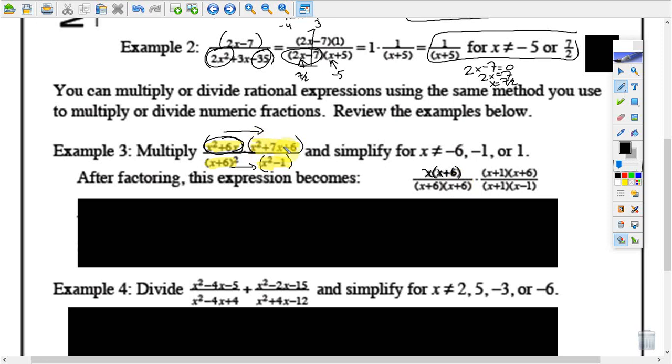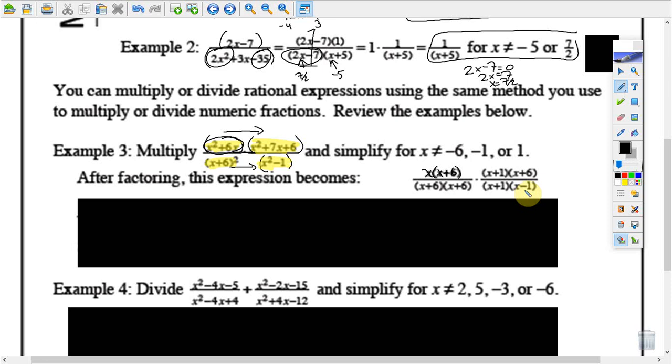This guy right here, the x squared plus 7x plus 6, you're going to have to do the area model diamond problem, break it down to this. On the bottom, x plus 6 squared is x plus 6 times x plus 6. And on the bottom right, you have a difference of squares. So that's x plus 1 times x minus 1. All of those things show up in this problem.